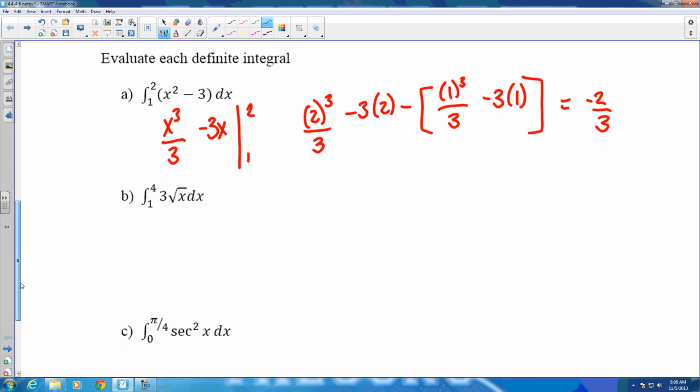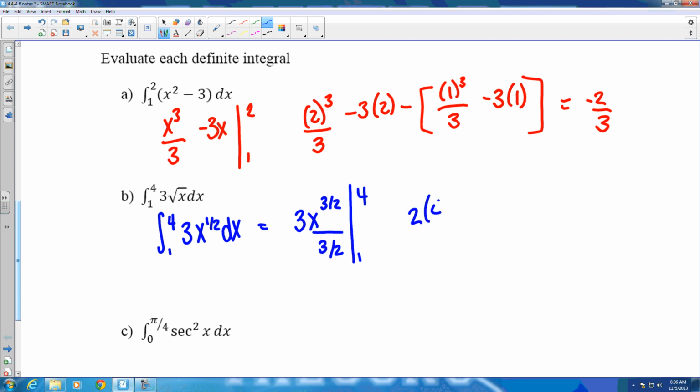Okay, part b, 3 times the square root of x, we would need to rewrite that as 3 times x to the 1/2 dx. And then we take the integral, 3 times x to the 3/2 over 3/2, evaluated from 1 to 4. Which is 2 times 4 to the 3/2 minus 2 times 1 to the 3/2, which is 14.